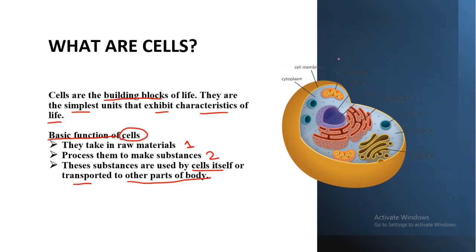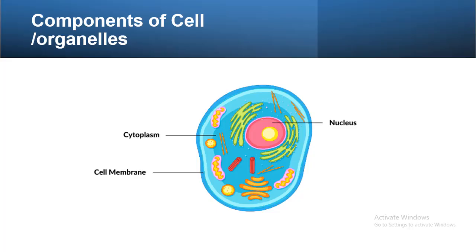This is a structure of the cell shown in front of you. It has different parts known as organelles. We will study about organelles in the coming slide. So, the components of cell or the organelles include cytoplasm. This is present inside the cell. Then it has a surface membrane that is like a covering. This is known as cell membrane. And in the center it has a nucleus.